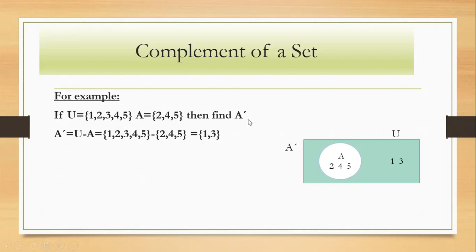How can we write the A complement? By writing A dash, or we can say A complement. A complement means U minus A. For example, if we are finding B dash, then it will be U minus B. If C dash is there, then U minus C. Now first copy down set U, then minus, then set A.